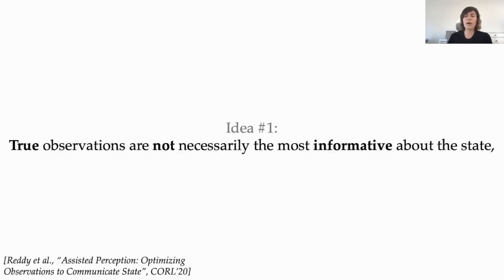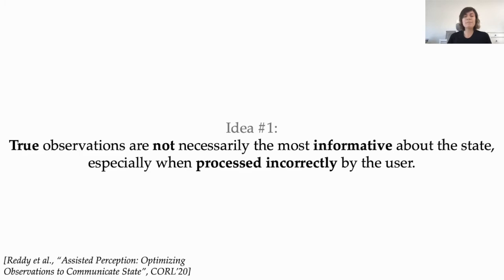So the key idea in this work was that the full observations are not necessarily the most informative about the state of the world, especially when they're processed incorrectly by the user due to the systematic biases in their perception. So our thought was, let's look for other observations, sort of kind of lie to the user about what they're seeing. Other observations, instead of OT, some OT tilde, that when the person processes that through their sort of biased perception system, they end up nonetheless with a better belief, with a more correct belief.